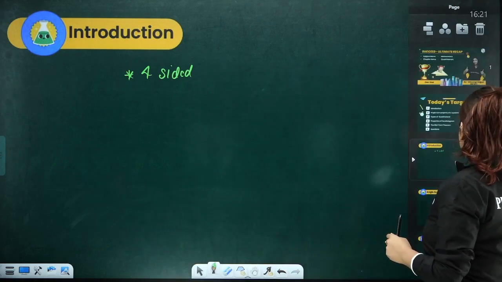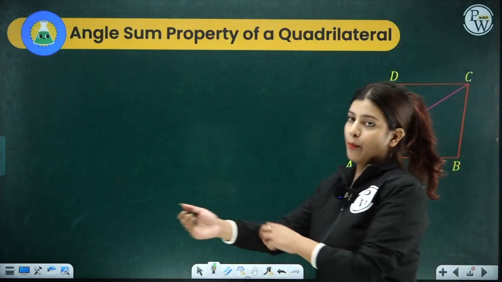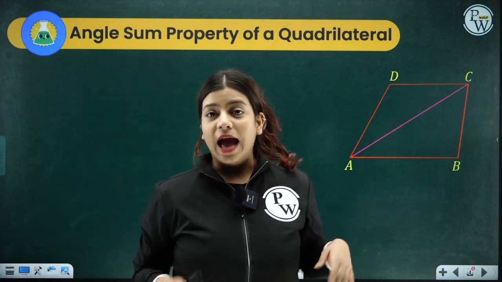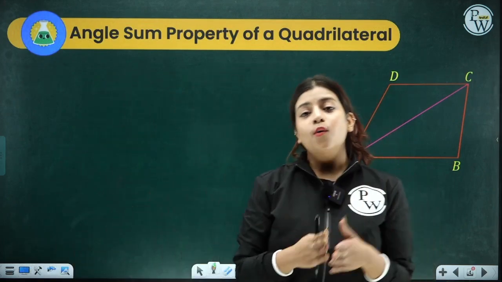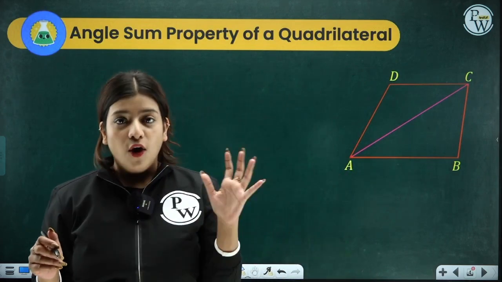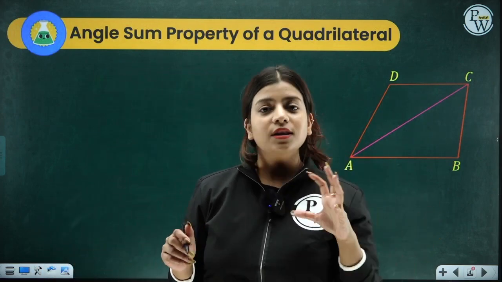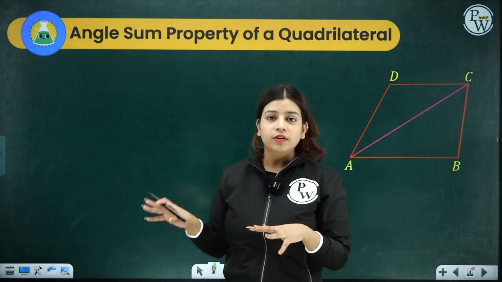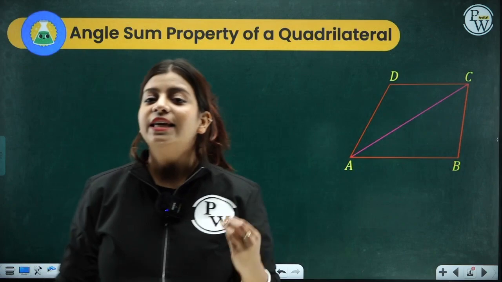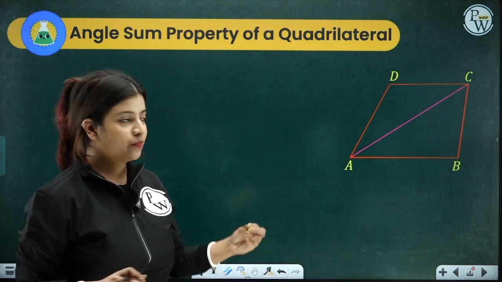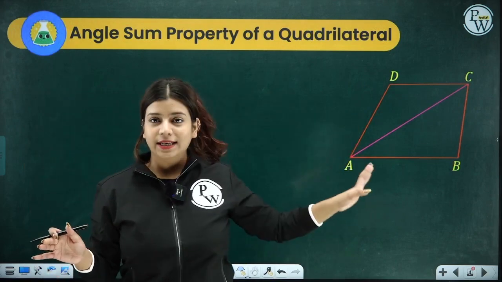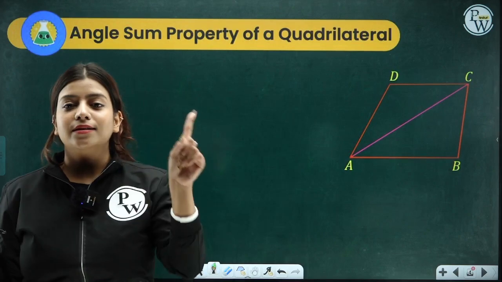The next topic that we have is the angle sum property of a quadrilateral. Before this, we are already aware of the angle sum property of a triangle. What is the angle sum property of a triangle, students? That the sum of all the three angles of the triangle is 180. Over here, the sum of all the four angles of a quadrilateral gives us a sum of 360 degrees. As you can see in this figure, this is any four-sided figure A, B, C and D. We have constructed one diagonal, that is A to C.